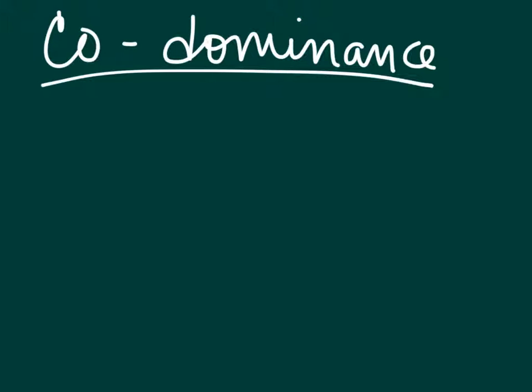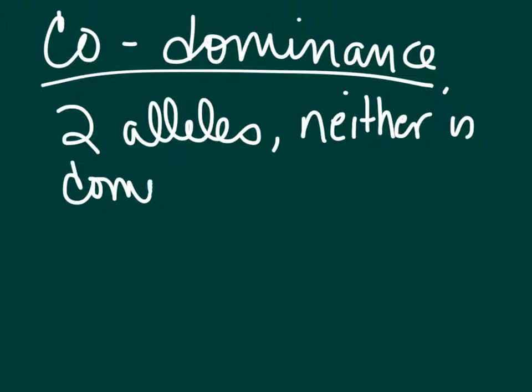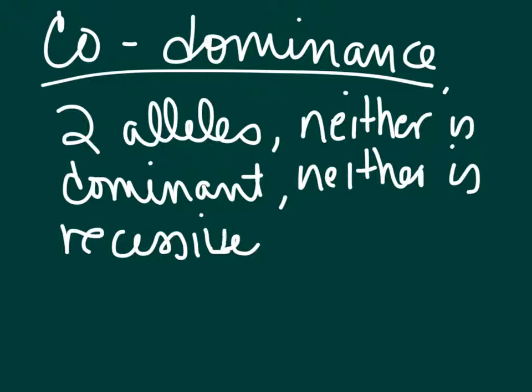The second option I gave you was codominance. Here you have the same situation. You have two alleles where neither is dominant, and neither is recessive. But instead of blending traits, both traits appear.